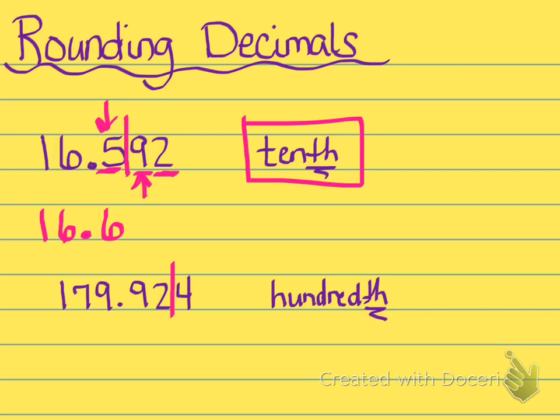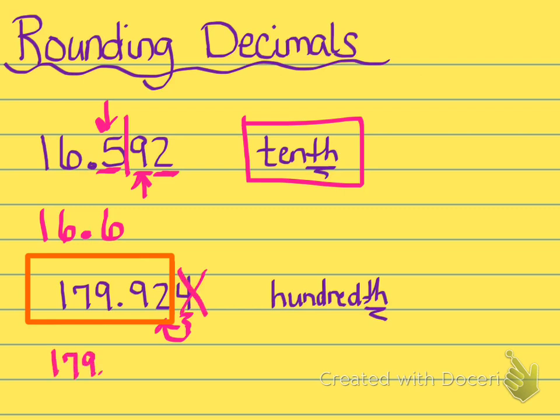5 or more, raise the score. 4 or less, let it rest. Well, this guy's a 4. So we're going to let that guy rest, which means he stays the same. What also that means is this entire number in front of the door stays exactly the way you see it. This guy at the end gets knocked down. So your answer for this problem is 179 and 92 hundredths.